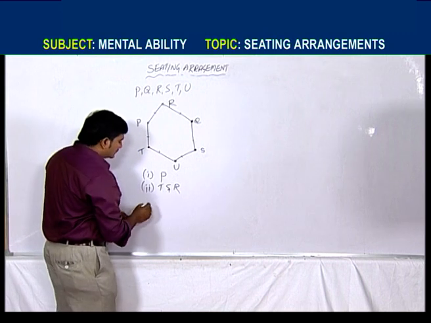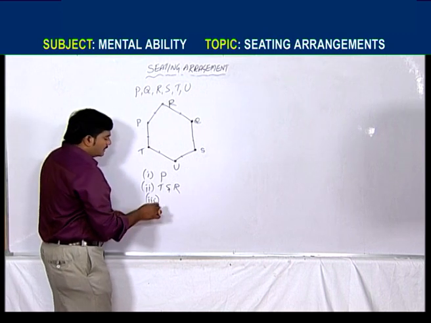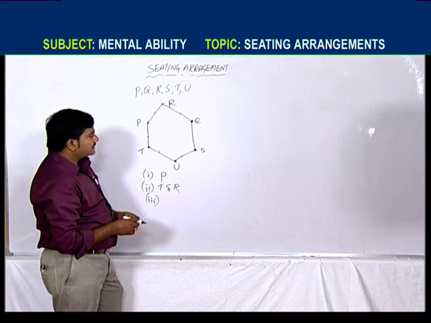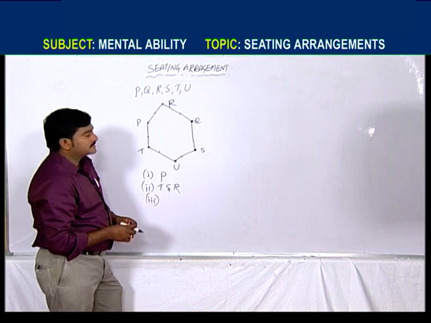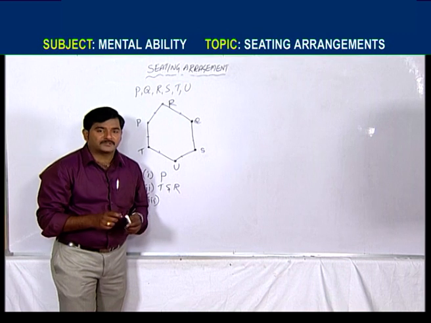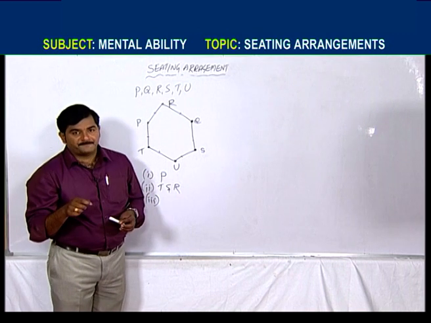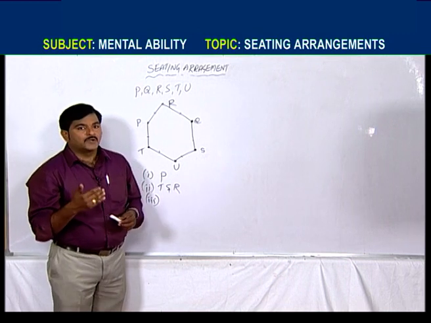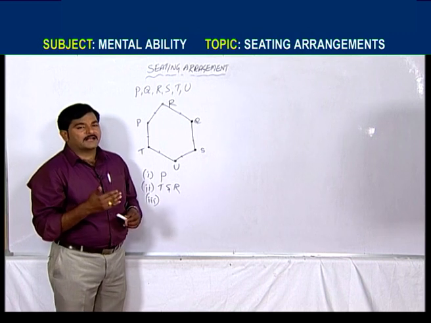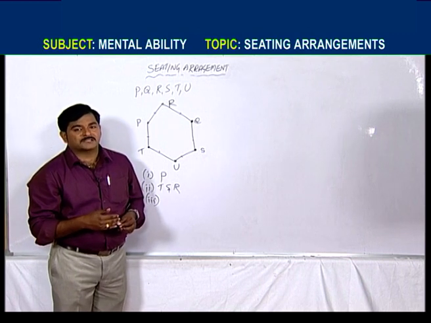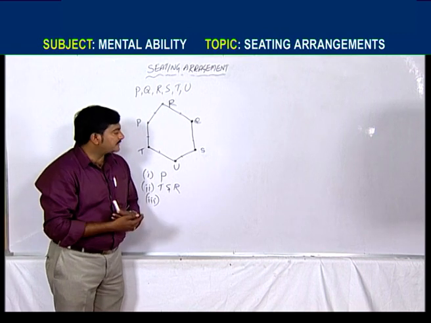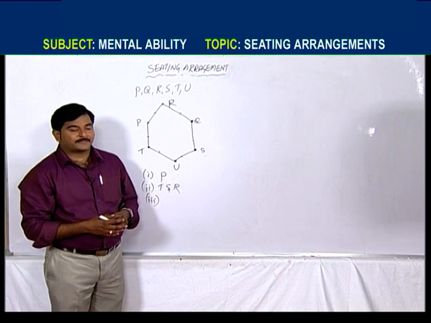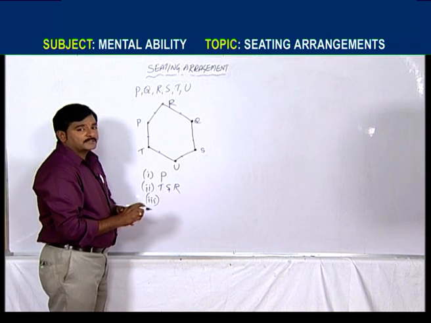Now we will focus on question number 3. What is it asking? It is about who are the neighbors of S. There are two ways of asking the same question. Who are the neighbors of S is the same as S sits in between whom. I repeat, who are the neighbors of S is the same as who sits in between, S sits in between whom? So both are the same.